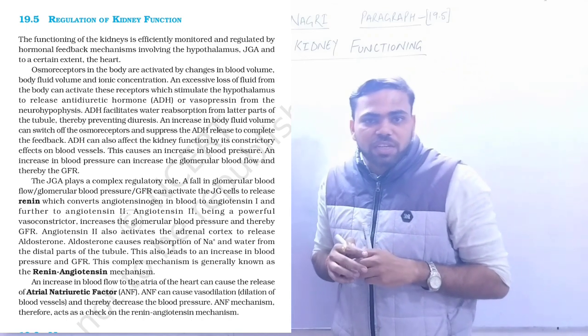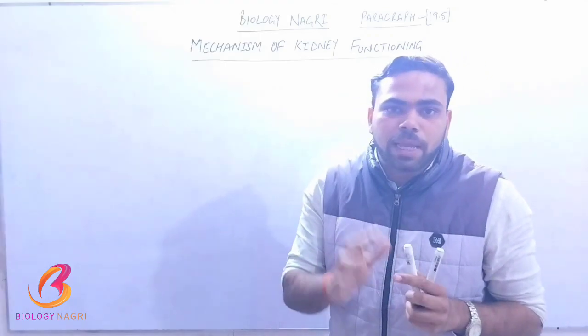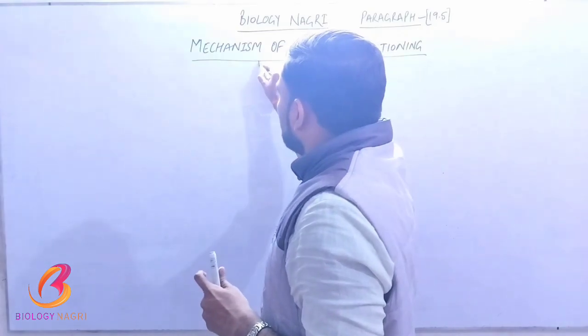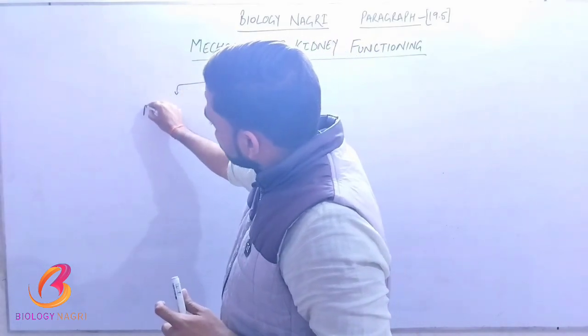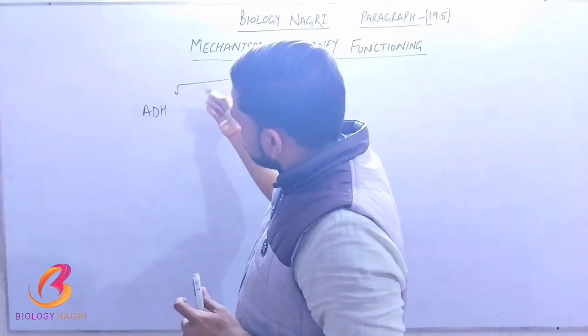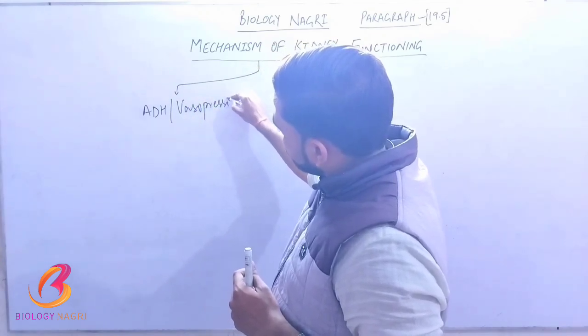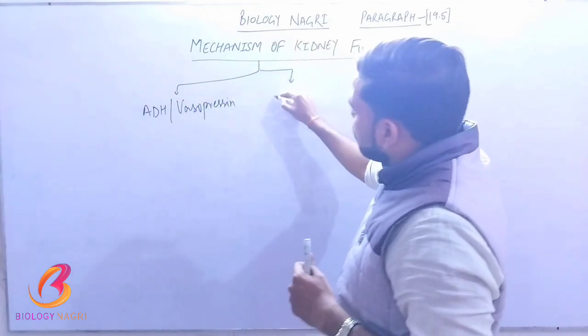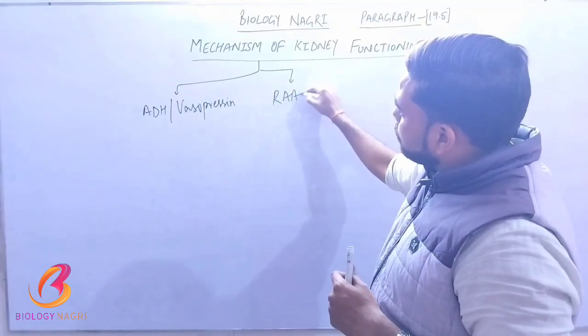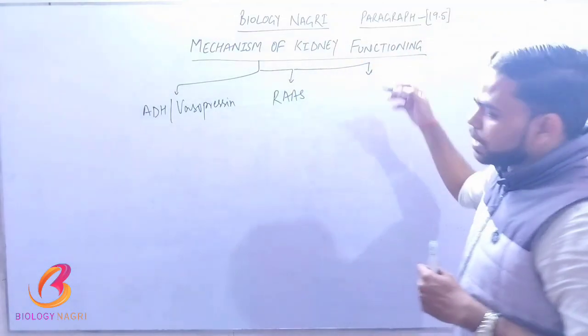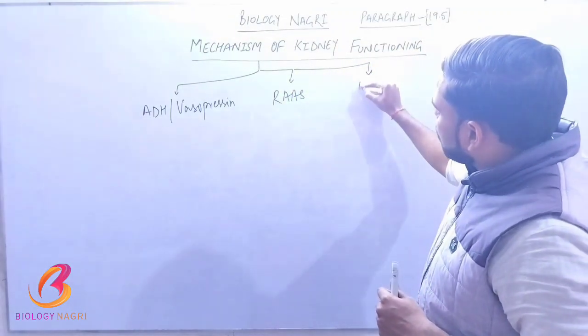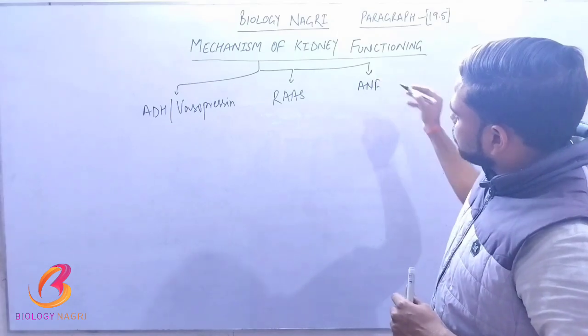Kidney functioning is completed by three mechanisms. First, the ADH mechanism, which is also known as the vasopressin mechanism. Secondly, the RAS mechanism, and third and the last mechanism is the ANF mechanism.